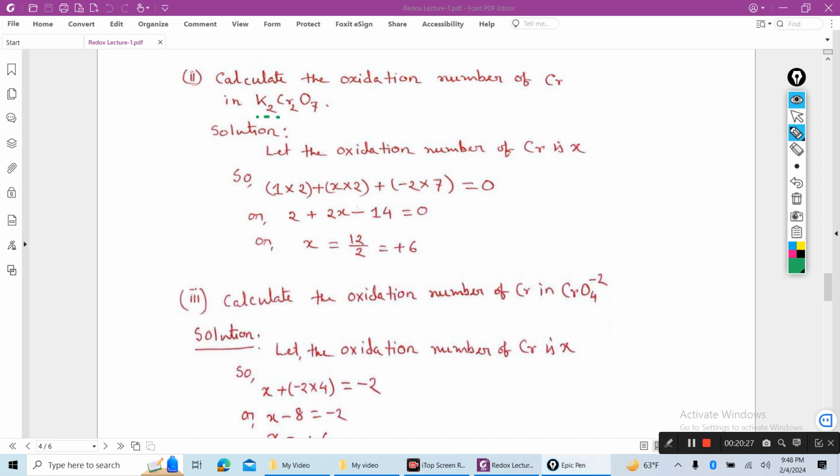Now 2 potassium atoms, 1 times 2, x times 2, because Cr2, 2 chromium atoms, plus 7 oxygen, minus 2 times 7, the oxidation number of oxygen is minus 2, times 7, equal 0, neutral, there is no charge here. If you calculate, you get x equals plus 6. That means in K2Cr2O7, potassium dichromate, the chromium oxidation number is plus 6.